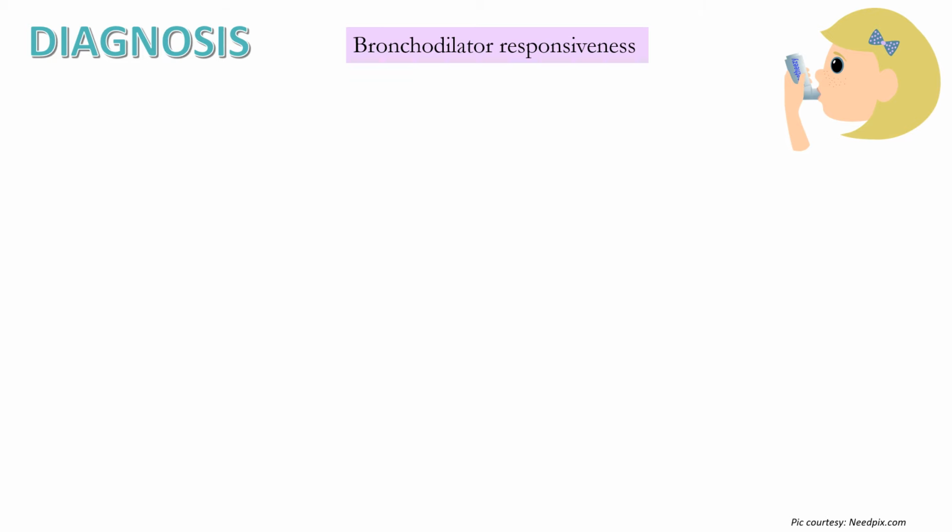Bronchodilator responsiveness, as we have already learnt by now, is the change in lung function seen 10 to 15 minutes after administration of 200 to 400 micrograms, that is 2 to 4 puffs, of salbutamol. The airways are referred to as responsive to the bronchodilator if there is an increase in FEV1 of more than or equal to 12% of predicted, or in PEF of more than 15%.